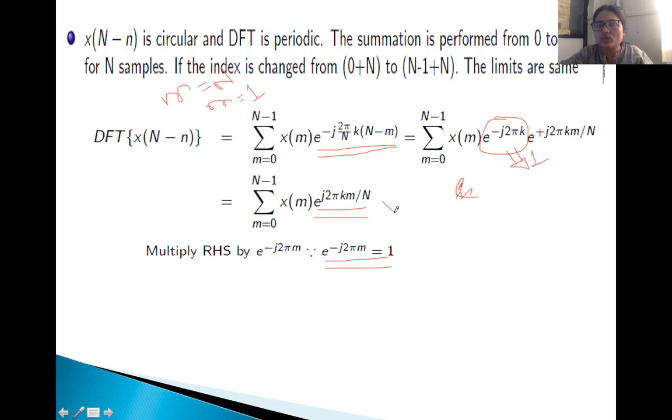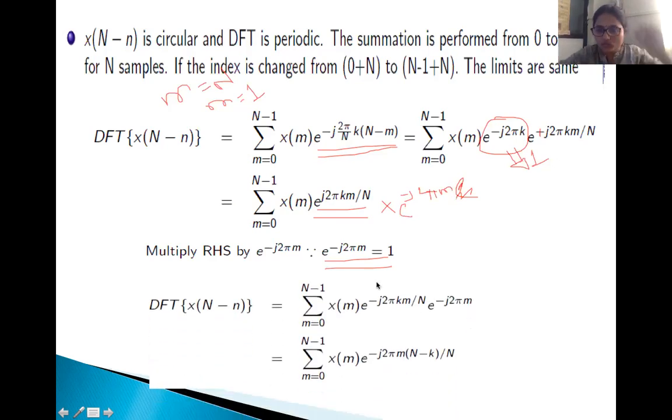So what am I going to do? I'm going to multiply the right hand side by this term. What is that term? E raised to minus j 2 pi m. If I'm multiplying this term, we'll see what will happen. Now what I did, I have multiplied this term to the left hand side. The value of this is equal to 1. So if I combine these two exponential parts, this is nothing but e raised to minus j 2 pi m.